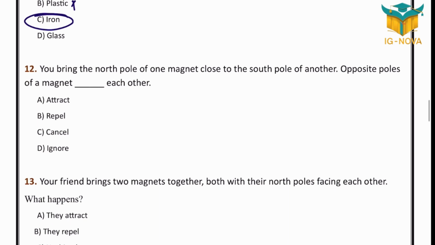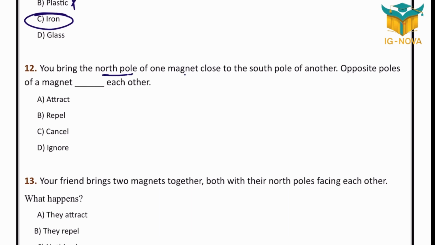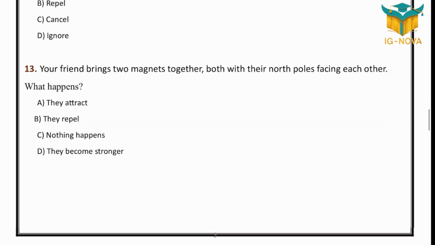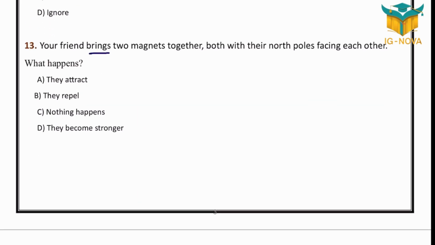Question 12. You bring a north pole of one magnet close to a south pole of another. Opposite poles of a magnet will surely attract each other. Question 13. Your friend brings two magnets together, both with their north poles facing each other. Similar poles will repel each other.